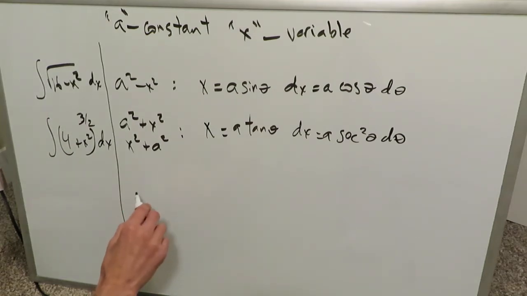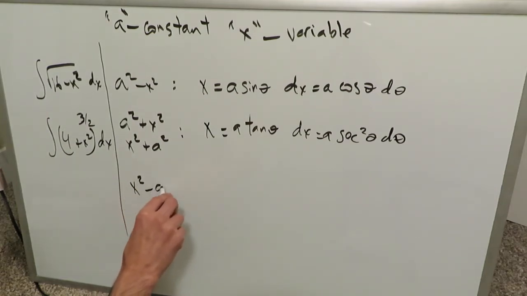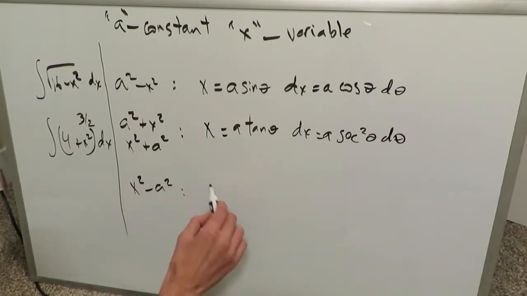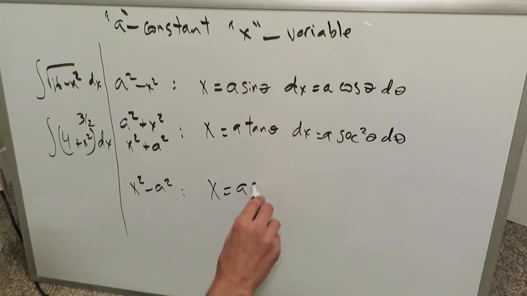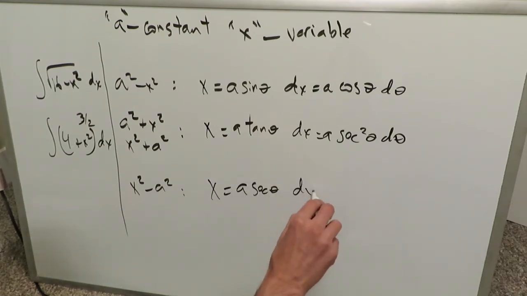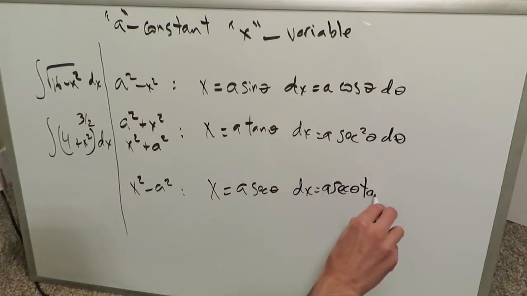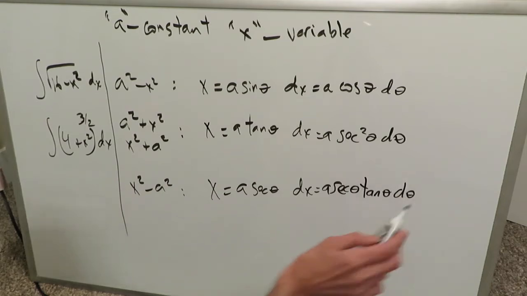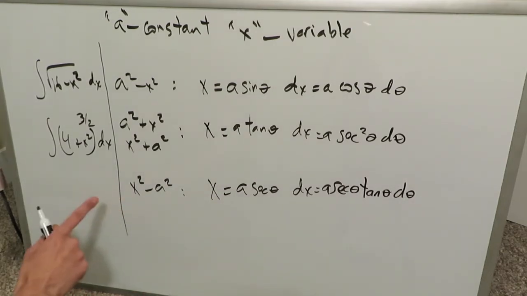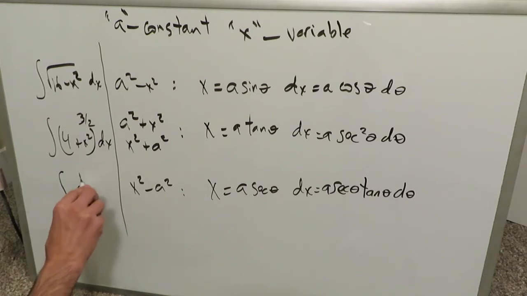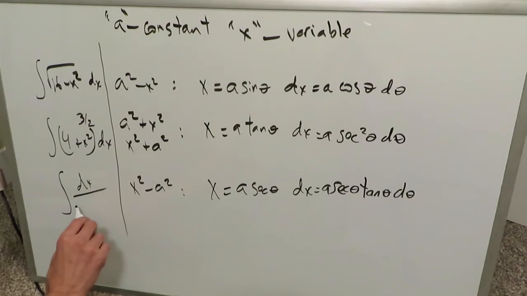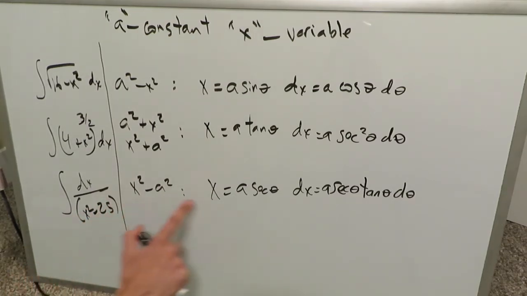Another type you might see is this, x squared minus a squared. Perhaps the hardest in my opinion. Anytime you're seeing something of this framework, you're thinking this, x is equal to a secant theta, dx is equal to a secant theta tan theta d theta. An example of a question which might look something like this, you can come up with any combination, but you might be looking at a question which is x squared minus 25. A question of this form, you're thinking of this.